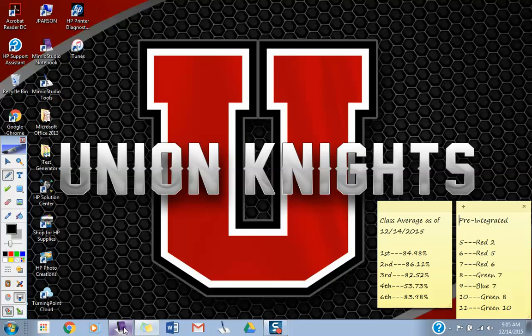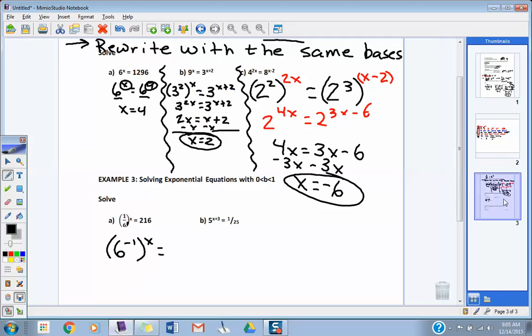Oh, shoot, what did I do? This is really 6 to what power when I multiply the negative 1 and x? Well, 6 to the negative 1 x equals 6 to the third. Have we established like bases or same bases, if you will? Yes or no? Yeah, we have. 6. So what are you setting equal to each other to solve this puppy?